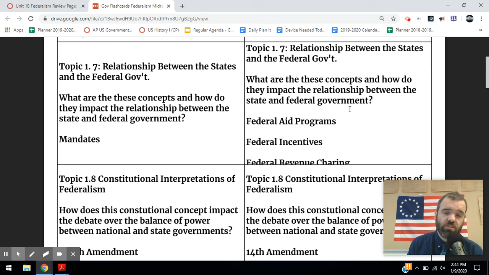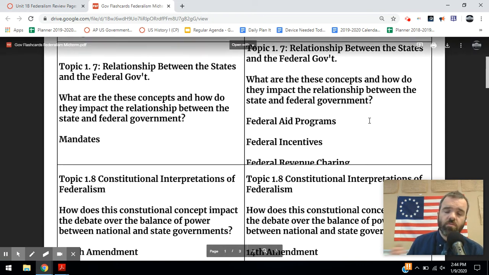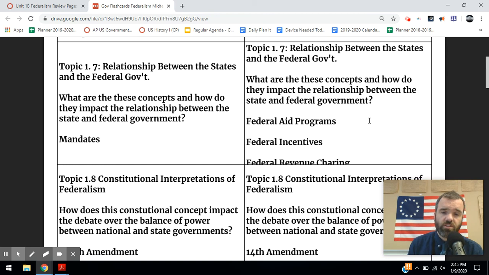A federal incentive is when the federal government will use finances or money to try to basically use kind of a carrot approach to incentivize state behavior. So if you, for example, come up with an innovative education program, then you can get federal dollars to help implement it. And then there's revenue sharing. A good example of this would be something like the gas tax, where there's a federal tax on every gallon of gas that's sold, and then that money is dispersed amongst the states for highway projects. And so money is shared amongst the states by the federal government.